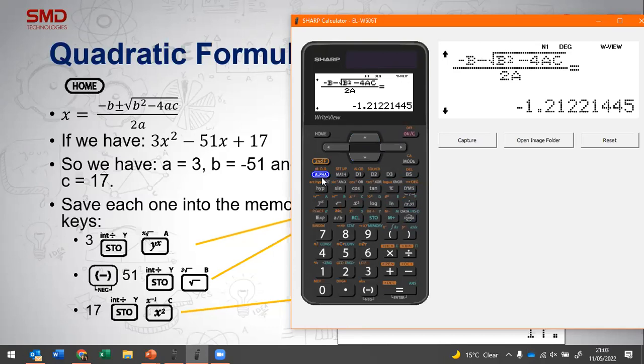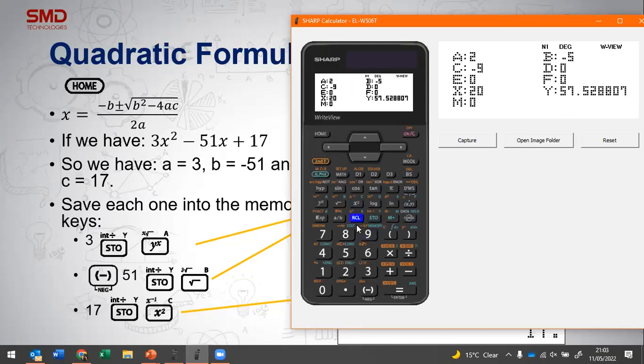What's also really nice here is you can see what's saved into your memory keys. By pressing alpha and 9, you'll see above 9 it says memory. So you'll see all of your memory keys are there and you can see exactly what's been saved. So you can see 20 in your X and Y is 57.52. That comes from when you did the polar and rectangular coordinates. So it will just say the last thing that was in there as well.